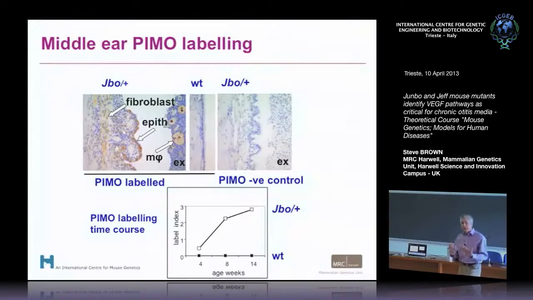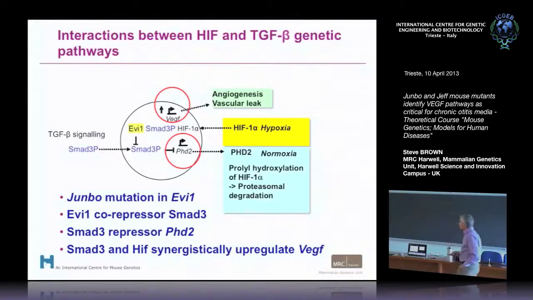So the middle ear in these mice, not unexpectedly, is a hypoxic environment and is probably responding through the hypoxia pathways, the turning on of the HIF transcription factor, which is turned on to regulate genes which will deal and respond to the hypoxia that's developing. So this immediately leads us to various hypotheses and ideas of what's happening in the signaling pathways and the interactions between HIF and TGF-beta genetic pathways.